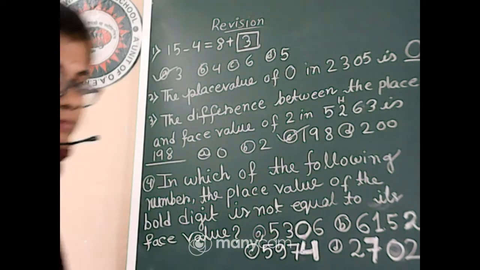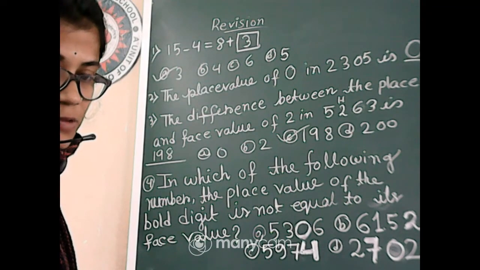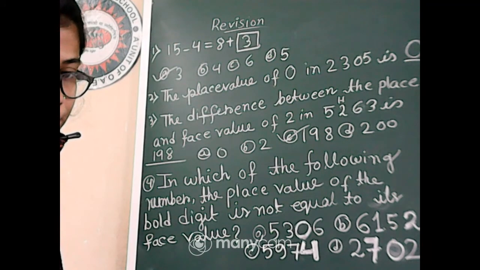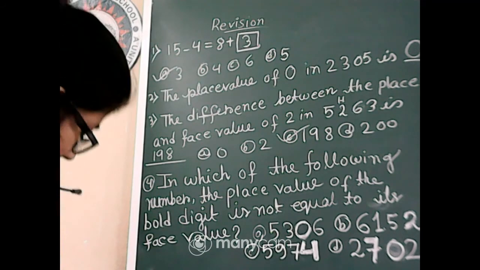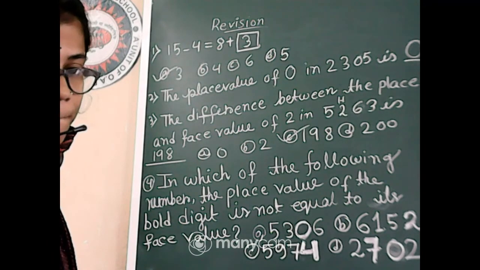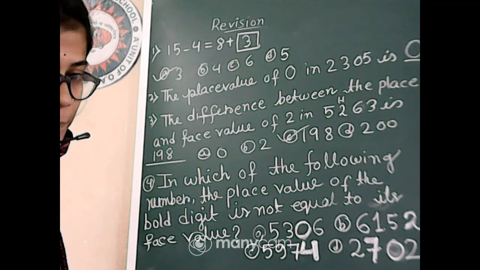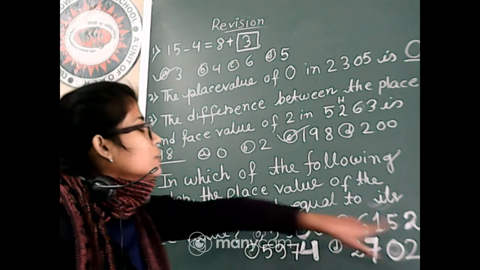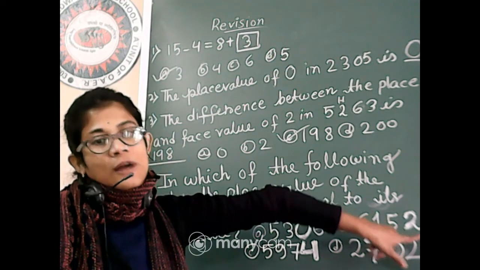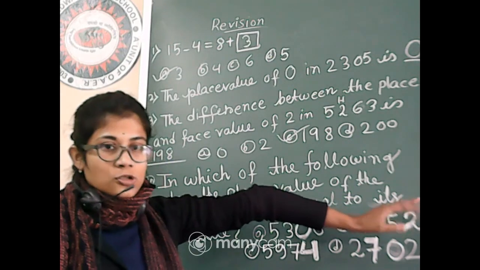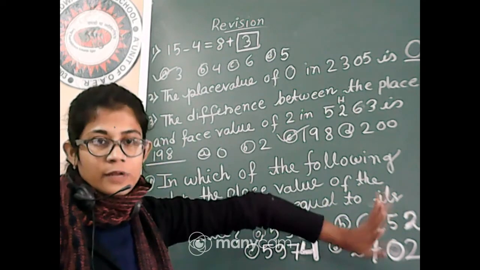Okay. Now see the board clearly. Okay, now see number B. Number B here, 2 is in bold, but 2 is in the ones place. So 2's place value is 2 and face value is also 2. So it becomes equal. So number B will not be the answer.